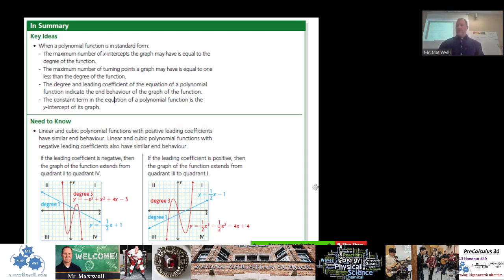All right, so let's take a look at the in summary. Key ideas. I'll just highlight a couple things for you as we move through this. When a polynomial function is in standard form, so you could have equations that are not in standard form, but when they are in standard form, there's a few things you know about the graph. The maximum number of x-intercepts is equal to the degree of the function. So in a linear, there's one possible x-intercept. In a quadratic, there's 2 possible. In a cubic, there's 3 possible, and so on.